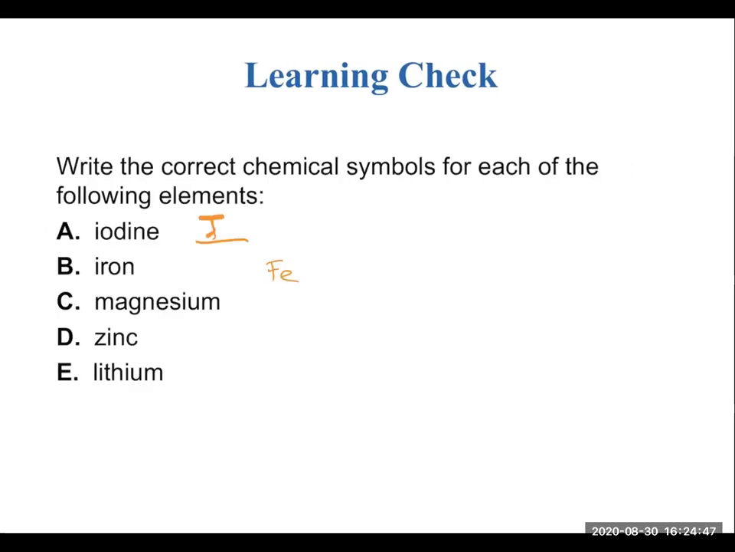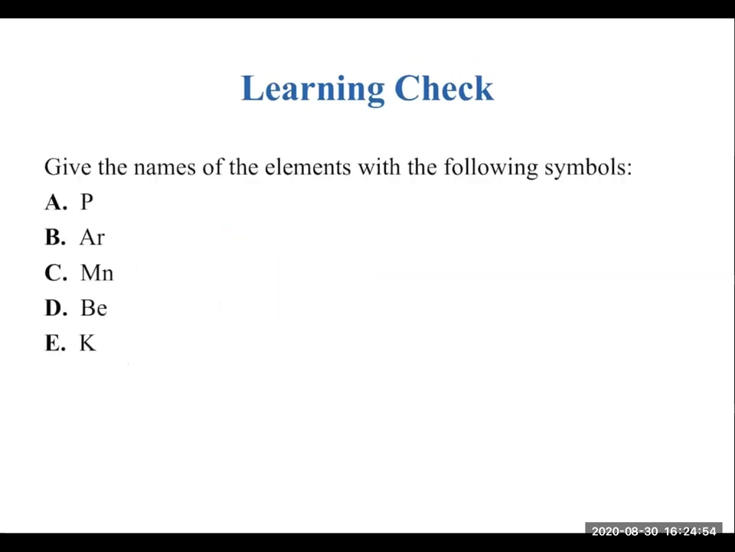Oh, wait, that's the opposite. So magnesium, zinc, and lithium. The other learning check is asking you to actually write the name. So P is for phosphorus. AR is for argon. This is for manganese, beryllium, and potassium. Notice potassium starts with P, but the symbol for potassium is not P, it's K.